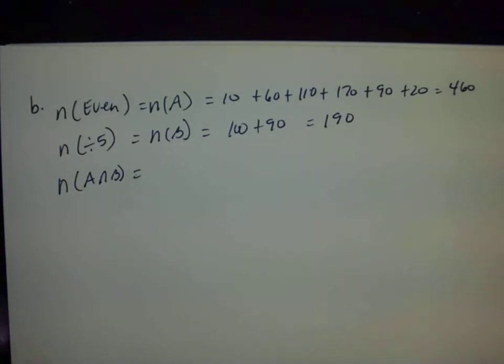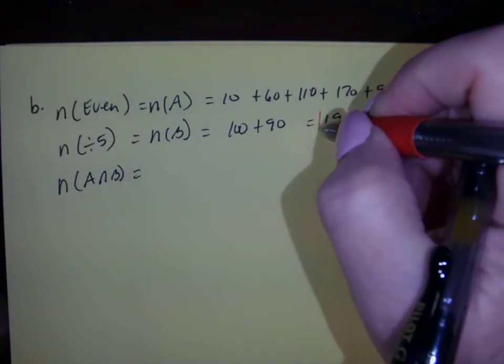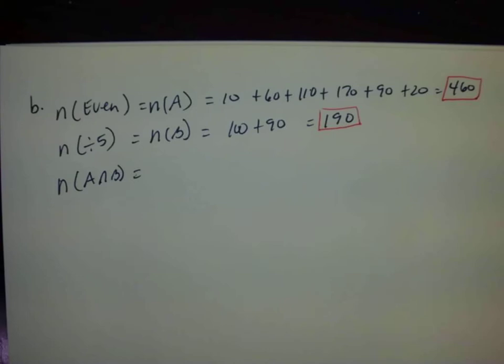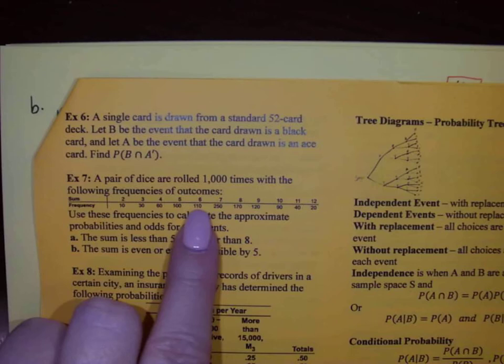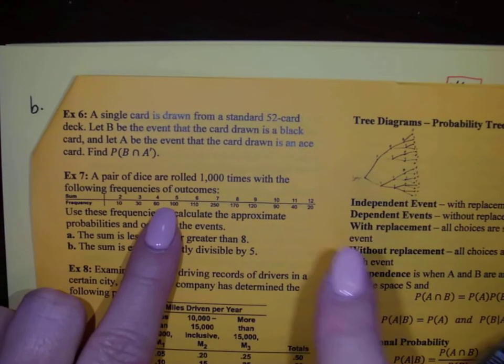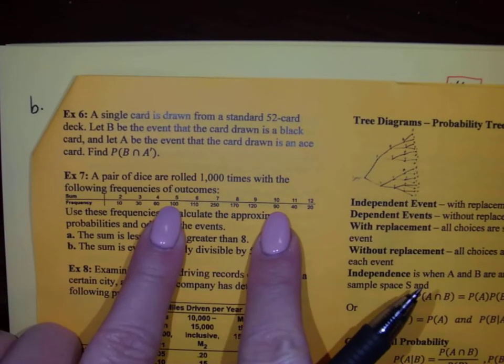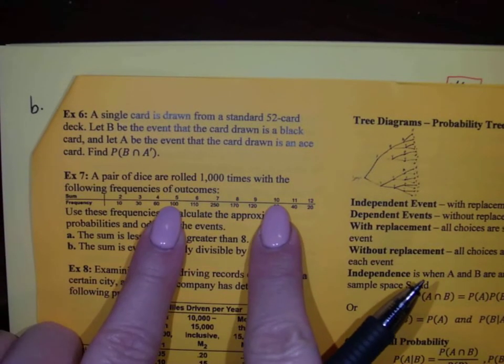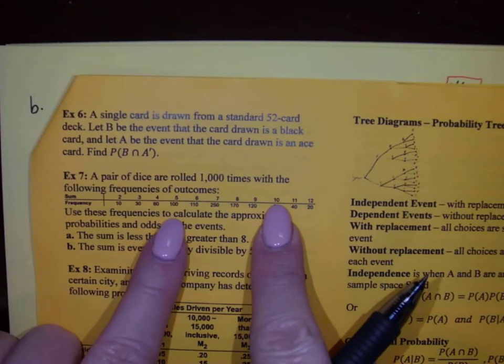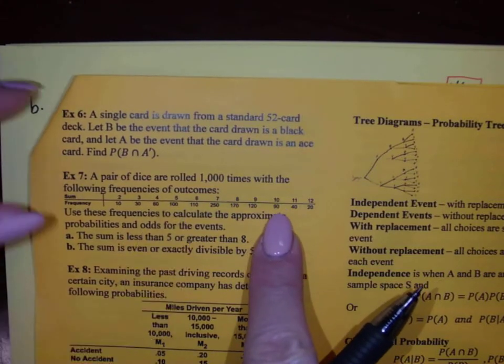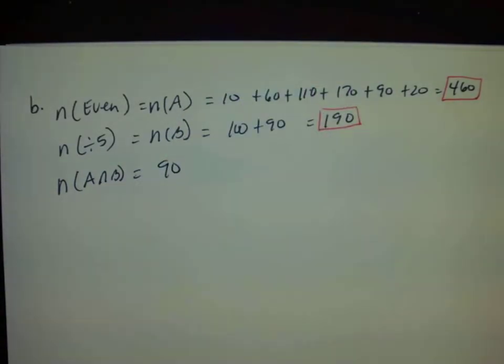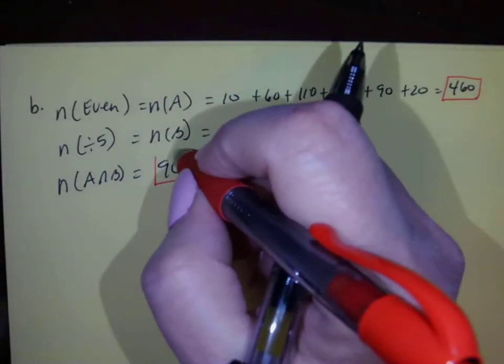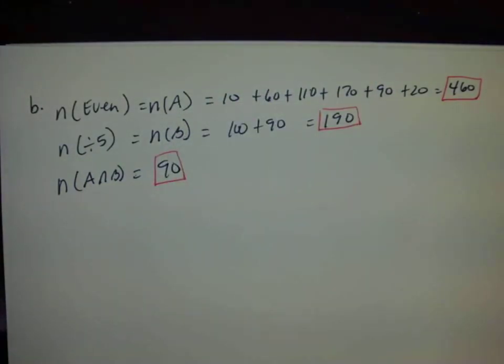So I'm going to kind of box our numbers so we can track, because we've got a big list. Now we're looking for the intersection. Well, when we were looking at the even numbers and then the multiples of 5, the only one that intersects is when we had 10. It's an even number and it's a multiple of 5, which will be equal to 90. So that is where we have our intersection.